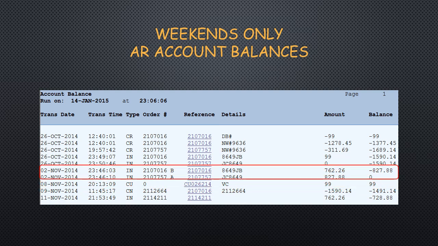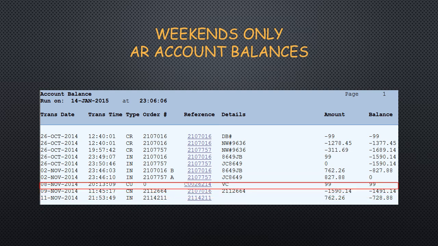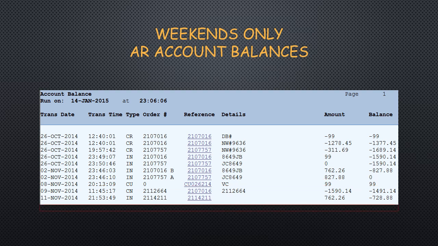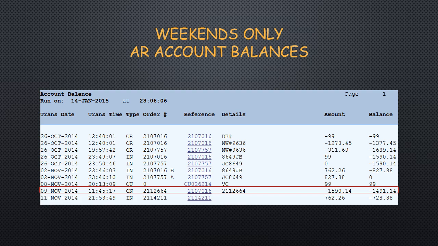On the 2nd of November, more invoices are delivered to the customer, leaving the balance at zero. As of November 2nd, Weekends Only and the customer have completed a trade of money for product with neither owing the other anything. Several days later, WEO refunds the customer $99. Refunds are common if the customer was overcharged or is returning something. In fact, the next day the customer returns $1590.14 worth of product.